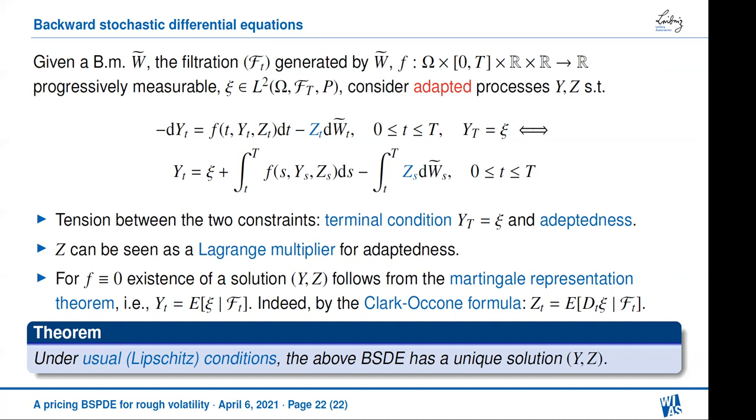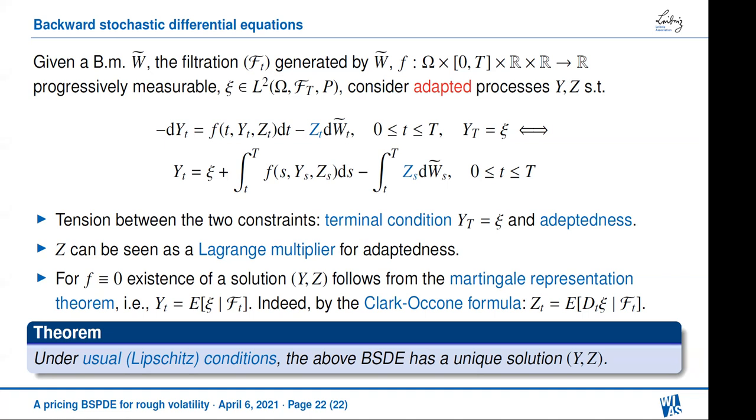Okay. And you see there is a tension between the two constraints that we have here. We have the one constraint, which is the terminal condition, the explicit constraint, if you want. But there's a second constraint, and the second constraint is implicit. But it is there as soon as we talk about stochastic differential equations. Because if you want to do standard stochastic calculus, we need processes which are adapted to the filtration. So adaptedness is kind of an implicit constraint.